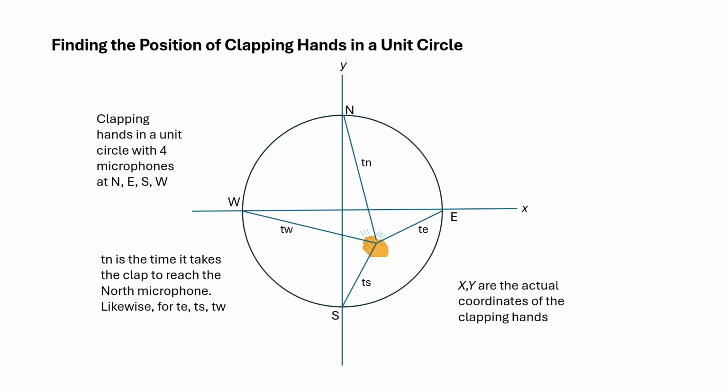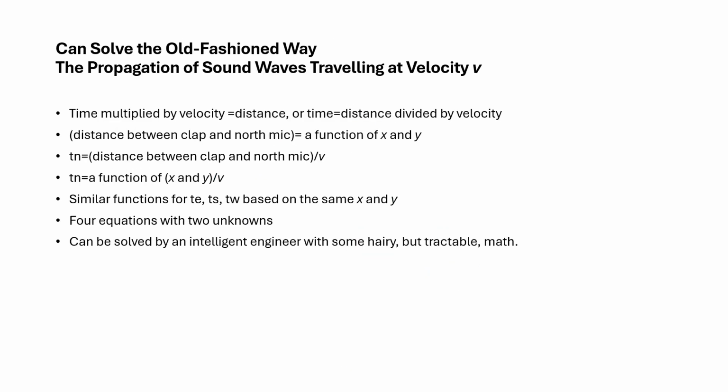So let's jump right into a neural network that's attempting to find out where a sound is coming from. So we have a unit circle and microphones at the north, east, south, and west. We have a pair of hands clapping, and they're clapping at an X and Y of this unit circle, and we want to know where that clap or sound is coming from.